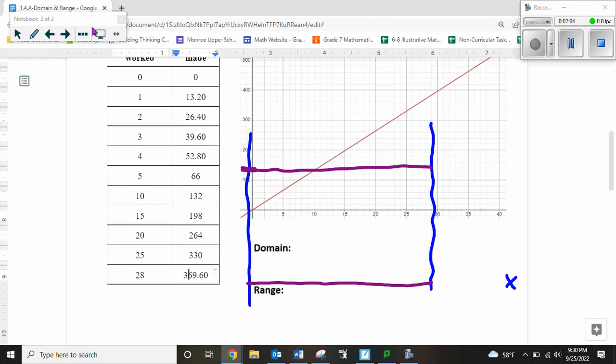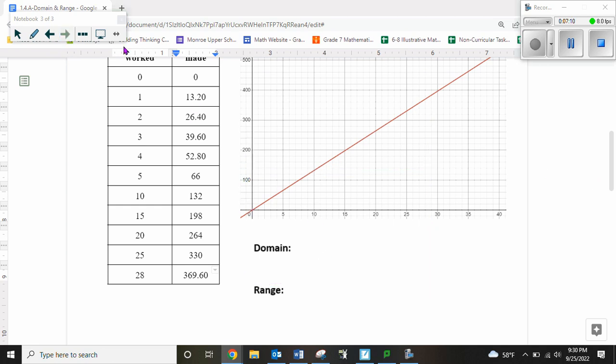So for our domain, we will start at 0, and including 0, because it is possible to work 0 hours some week. And then the maximum number is 28. And we could work 28, so we're going to use the inclusive bracket there. And then the range, the amount of money we make, starts at 0, and it goes all the way up to 369.60. And we're going to include it there.